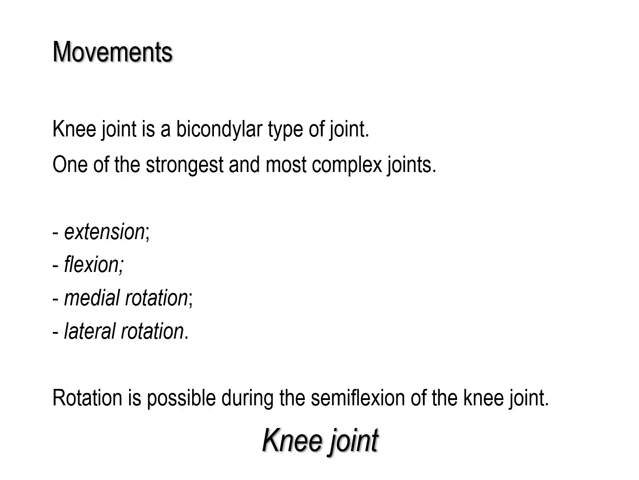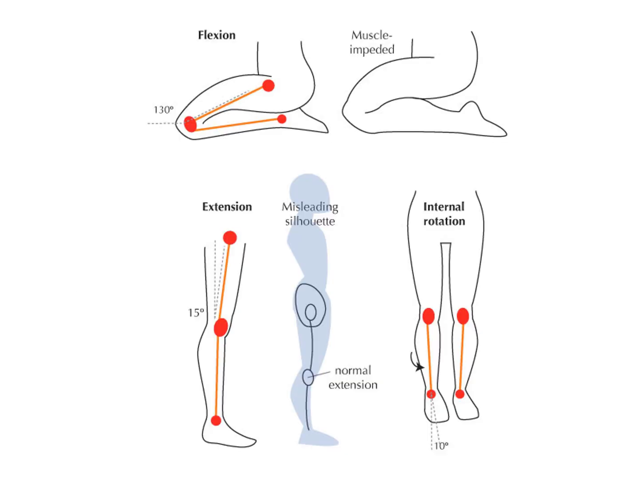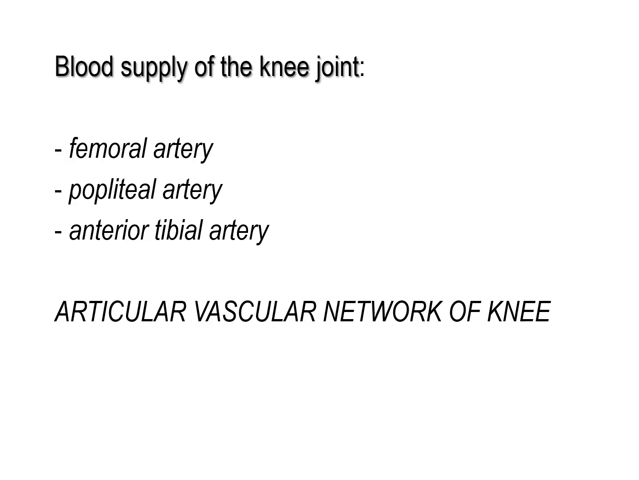Movements of this joint are extension, flexion, medial and lateral rotation. Rotation is possible only during the semiflexion of the knee joint. Here are examples of the flexion, extension, and medial rotation during semiflexion of the knee joint. Branches of the femoral, popliteal, and anterior tibial artery form the articular vascular network of the knee joint.